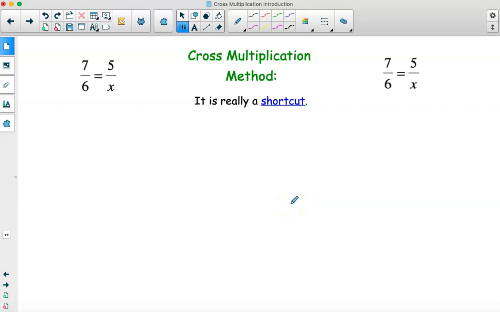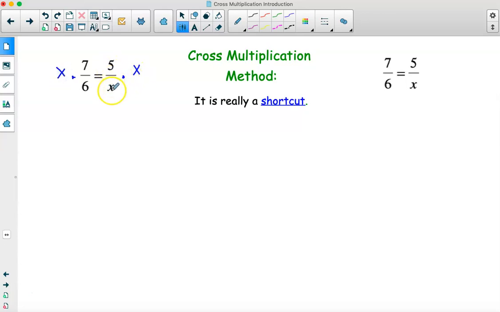In this video, I'm going to explain that the cross multiplication method is really just a shortcut. So let me show you what happens when you try to isolate x without using the shortcut. What I'm going to do is multiply both sides by x. The purpose of this first step is to get x out of the denominator.